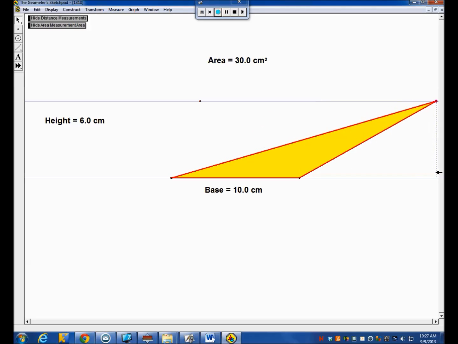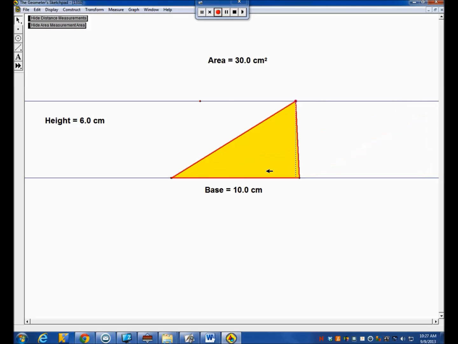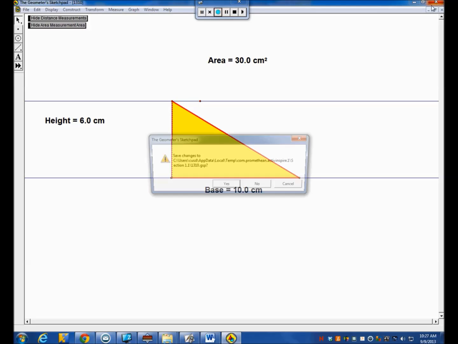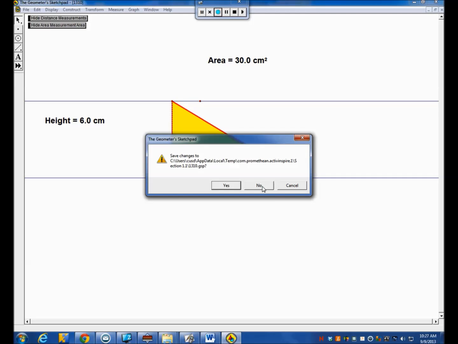Okay? So I can have a triangle over here that looks really obtuse. I could have one that looks isosceles. I could have one that looks like a right triangle. But all of those triangles are going to end up having an area of 30 if I leave the height and the base alone. So you can stretch that thing out. It looks different, but it's not really different.